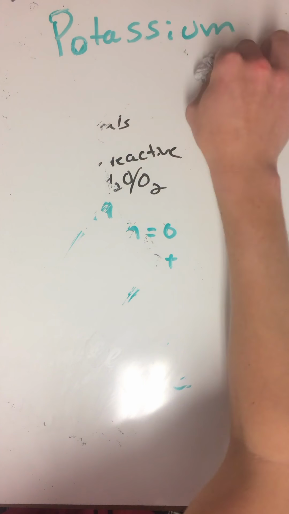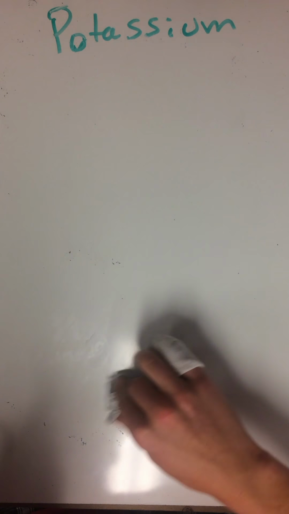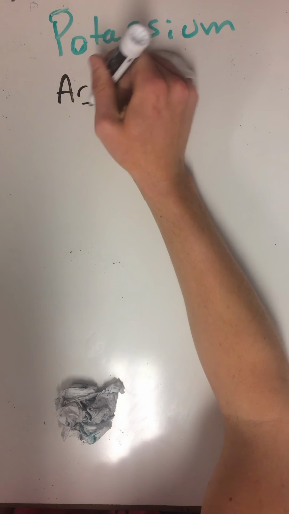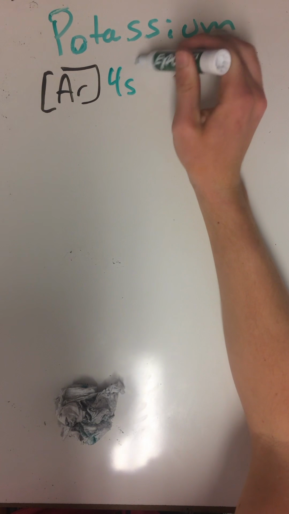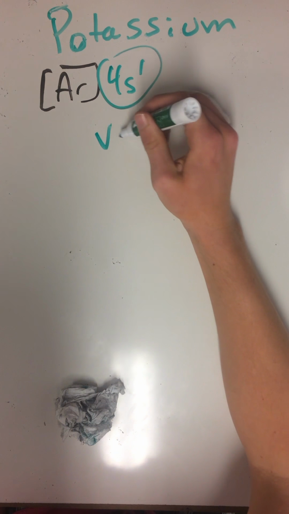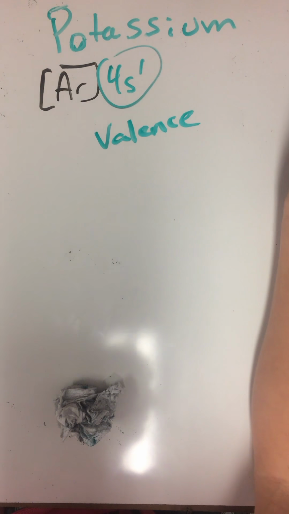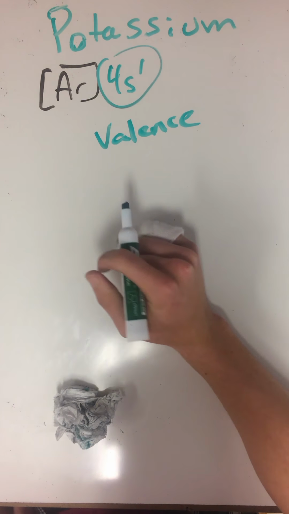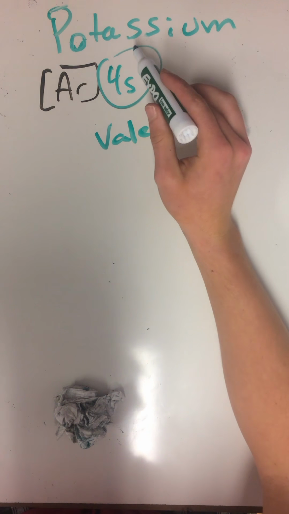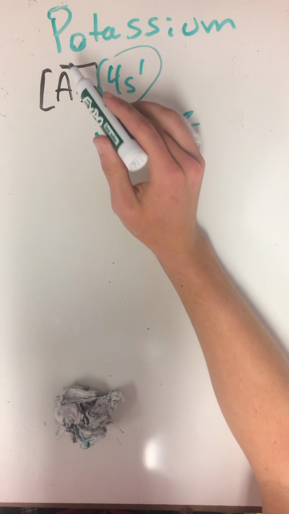Potassium has an electron configuration of argon plus its 4s1 electron. That 4s1 electron is potassium's valence electron. Just like all other alkali metals, they have one valence electron. That one valence electron is the only electron potassium needs to get rid of for it to have an electron configuration like a noble gas.